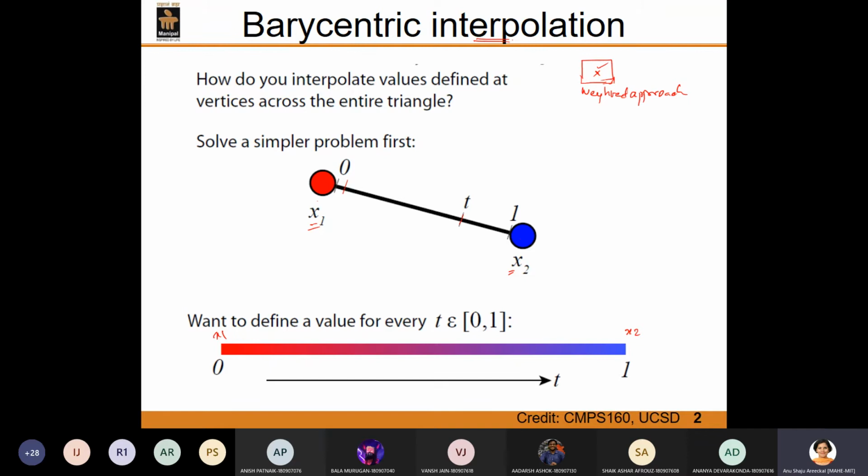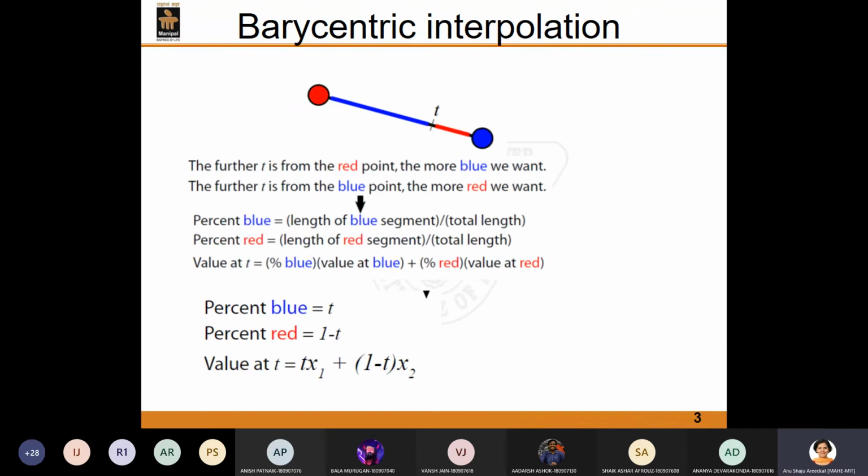Now, mathematically, how you can formulate that is what is shown over here. Let me assume the percentage of blue is B. What we are doing here is taking the weights as the ratio of the lengths. Let me just discuss this equation and then we'll go on.